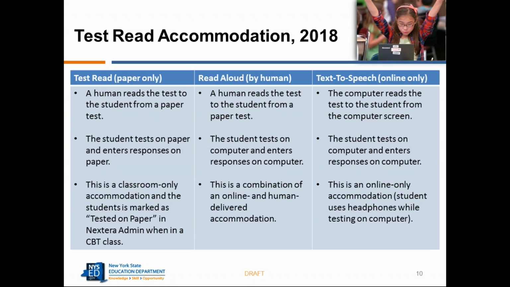Read aloud by human is a new accommodation that we added in 2018. A human reads the test to the student from a paper test. Why? Because the school has indicated that they need test-read paper booklets, so we've shipped those booklets. And by selecting the read aloud by human in the NextEra admin system, we are able to ensure that that student is being served Form A on computer, and that human reader has been shipped a paper booklet for Form A. The student tests on computer and enters responses on computer. This is a combination of online and human-delivered accommodation.